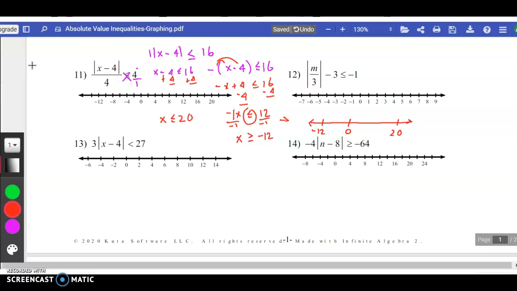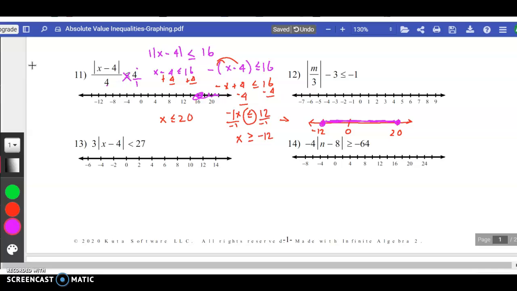So I have x is less than or equal to 20. It is a closed dot, less than or equal to, so it goes to the left. I have x is greater than or equal to -12. So I go to -12, it's a solid dot. It's greater than, so it goes in the other direction. And that's what I have. That's my answer. That's how I do that without a number line.